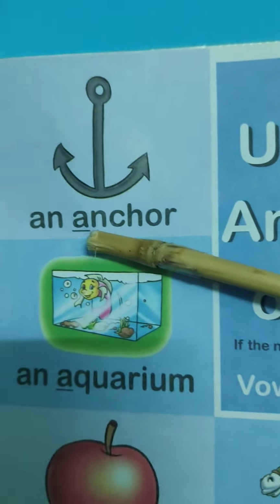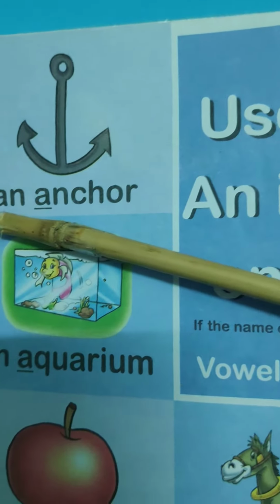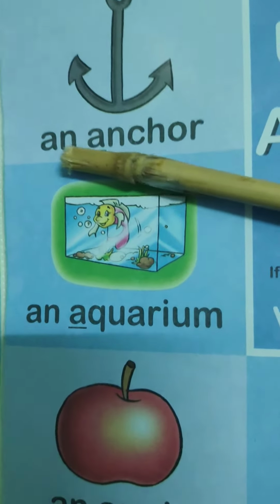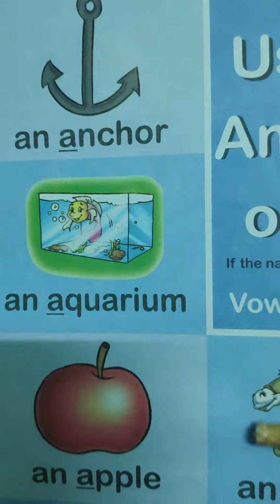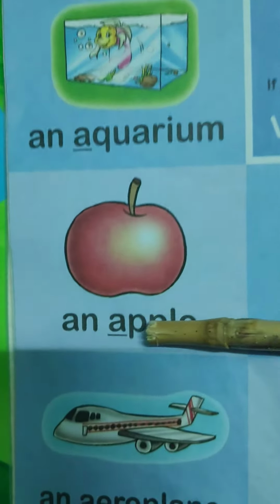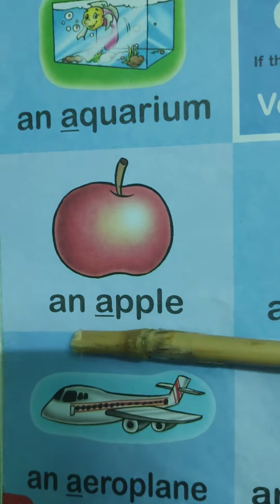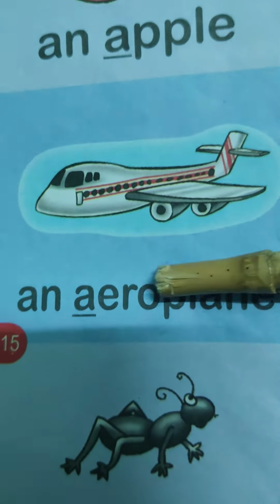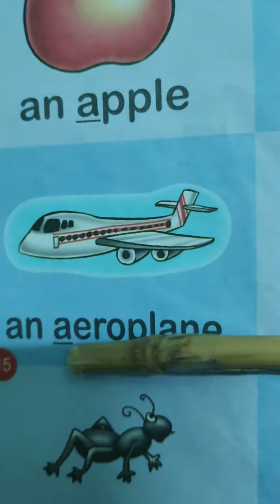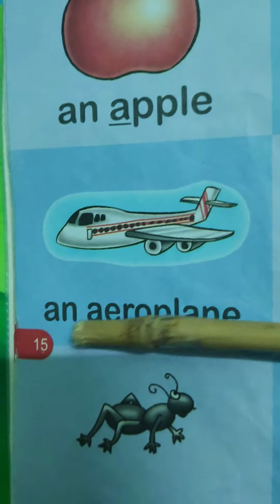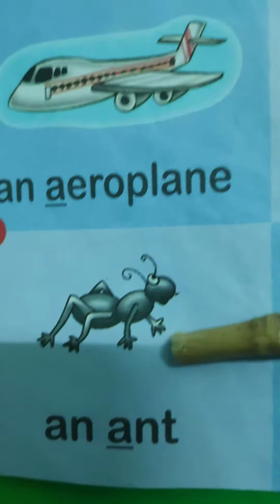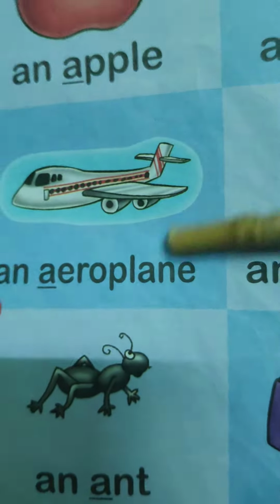Anchor. It starts with A. So you have to write an anchor. Apple. It starts with A. So you have to write an apple. Aeroplane. It starts with A. So an aeroplane. Ant. An ant.